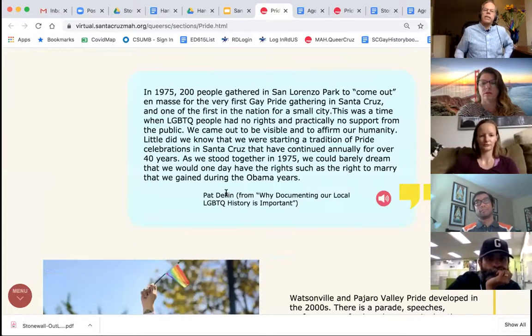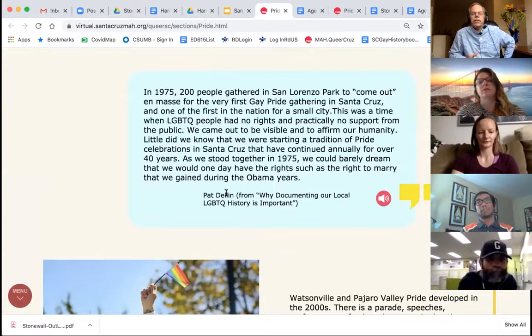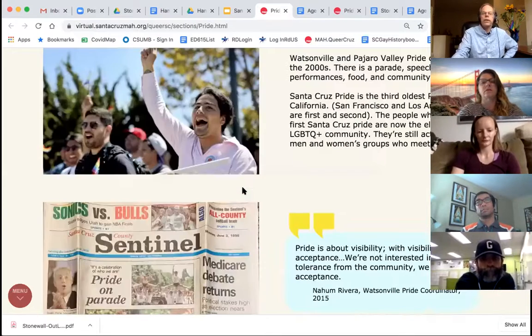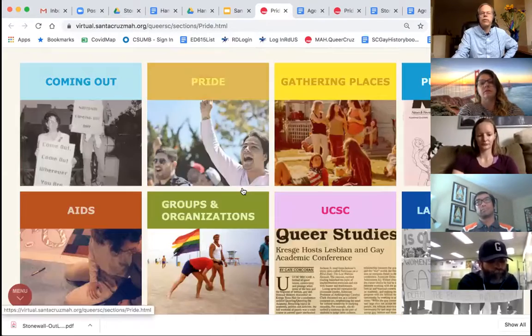This quote I especially like, Pat Dallin says, in 75, there were 200 people who came together in San Lorenzo Park to come out for the very first gay pride in Santa Cruz. This was the first time that LGBTQ people in Santa Cruz publicly came out, which led to other events. You can scroll down and read the other parts and see the rest of the exhibits here and share it with your students.